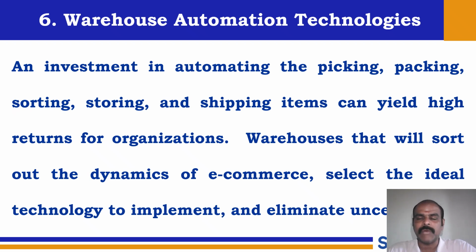For that we need to have some sort of machine vision system, because robots are not capable of sorting as well as storing. They are supposed to be given some sort of artificial eyes. That's what we call machine vision.